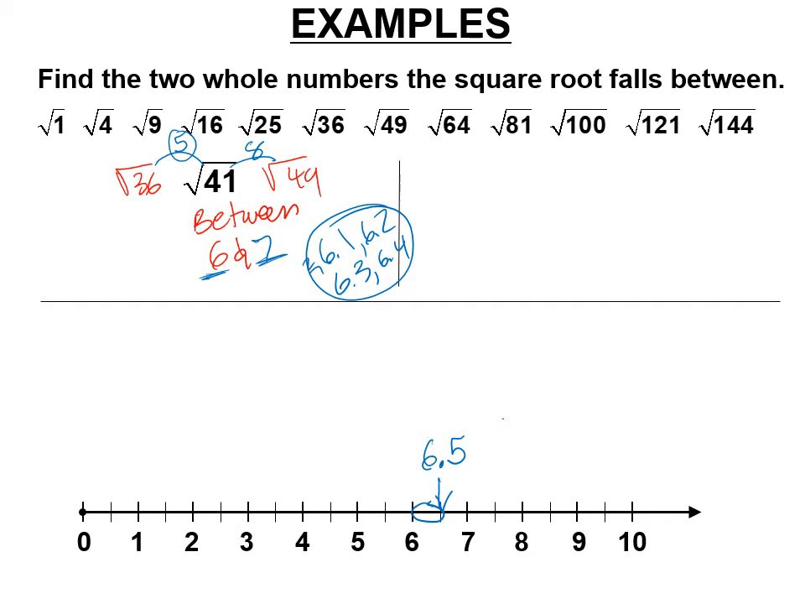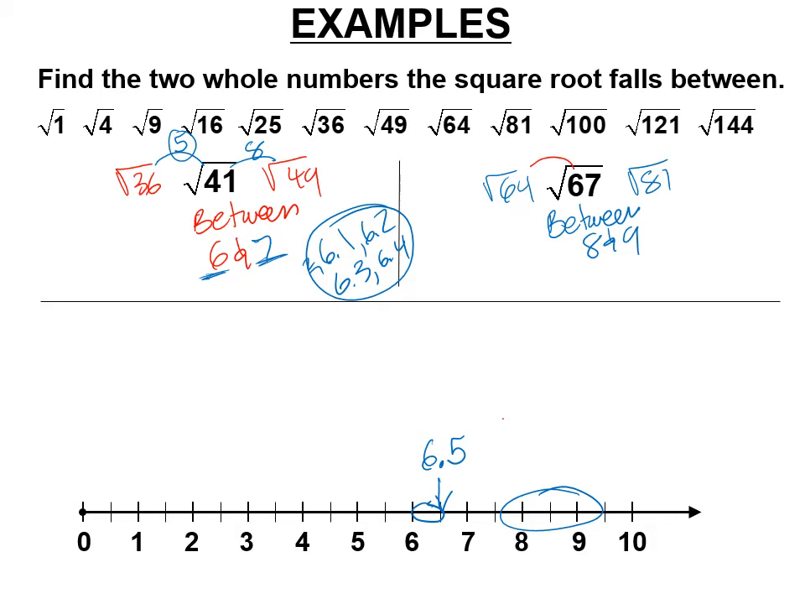Okay. Let's try this again. All right, so the square root of 67 is between the square root of 64 and the square root of 81. So it's between 8 and 9. So it's over here. Okay. So let's see that, between 8 and 9.